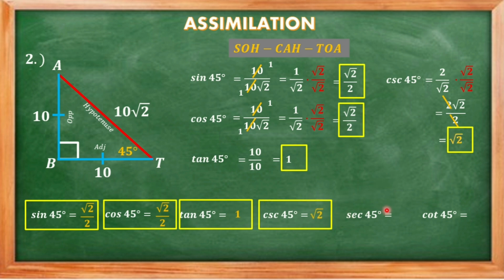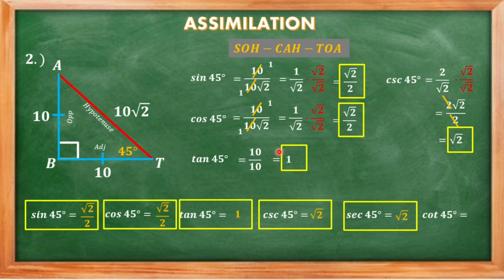Ang secant 45 degrees naman, ang reciprocal niya ay cosine 45 degrees. And as you can see, yung answer ni sine 45 at saka ni cosine 45 ay same lang din. So, ibig sabihin, yung reciprocal din ni cosine ay pareho lang din sa reciprocal ni sine, which is yung the square root of 2. Kaya si secant 45, ang value niya ay the square root of 2.